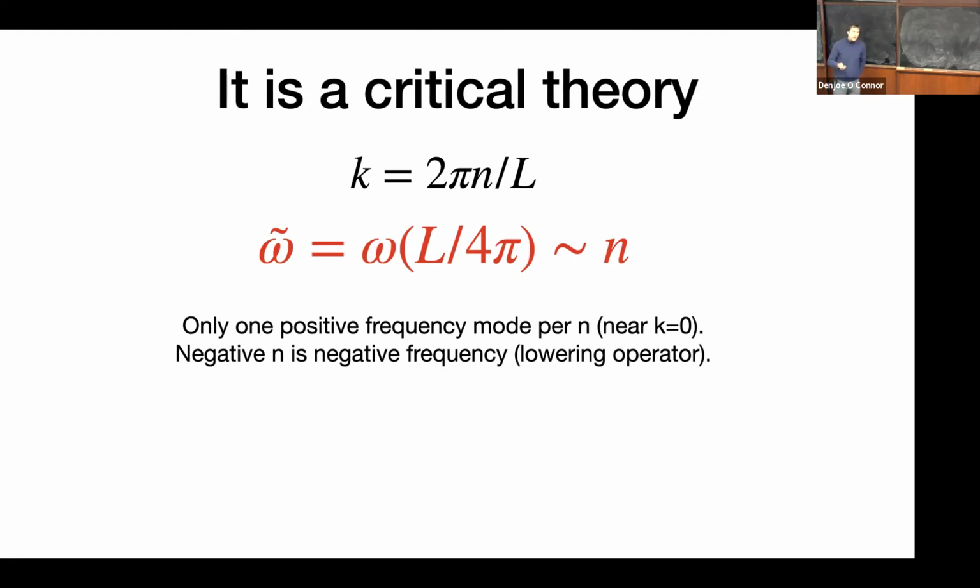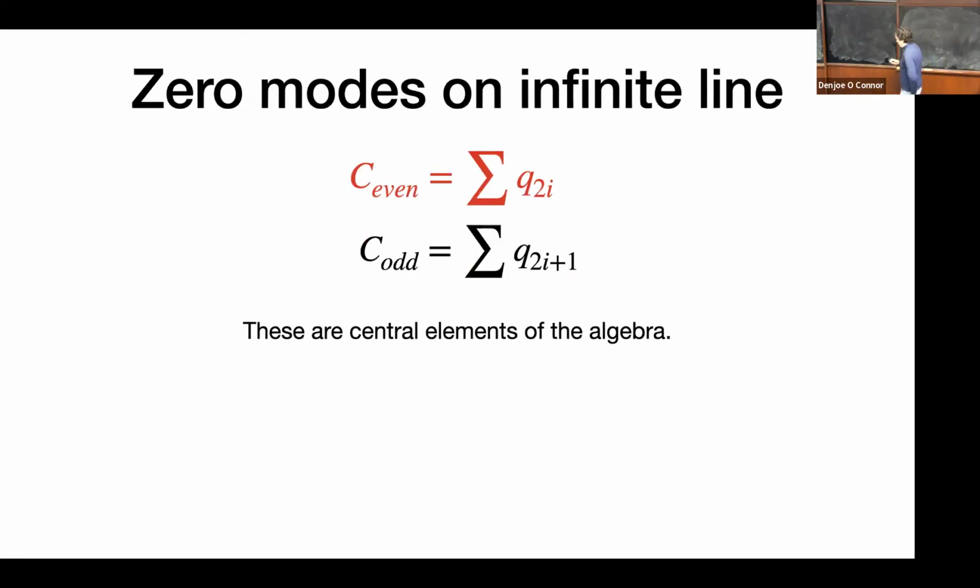So you can count degrees of freedom and you get the same number of degrees of freedom as a chiral boson. And then if you go to the infinite line, you can try to understand what happens at zero momentum. And what you find is that there's two central elements in the algebra. One is the sum over the Q over all the even ones that commutes with everything. That's central in the sense that the Poisson bracket of the even one with any other variable is 0.